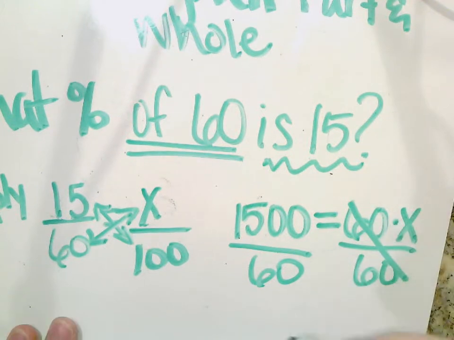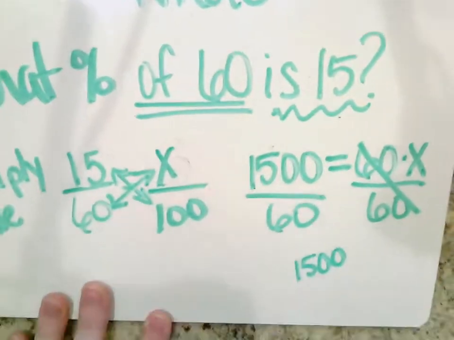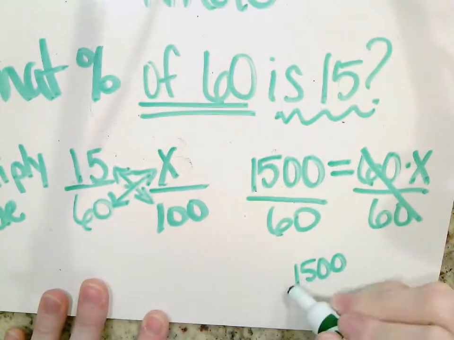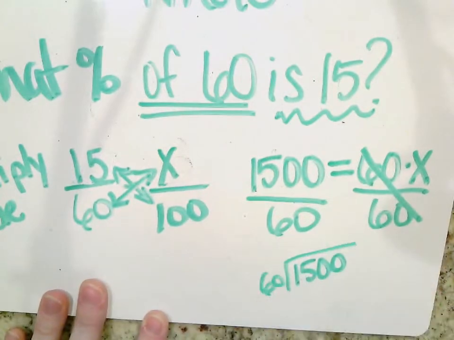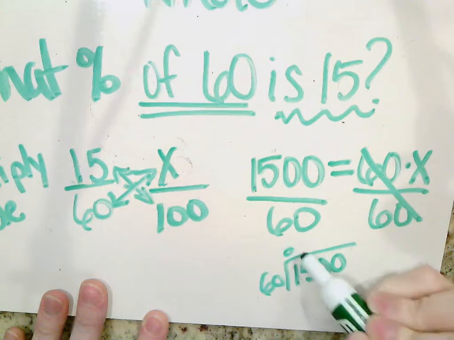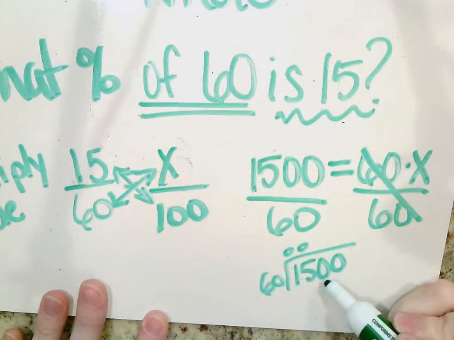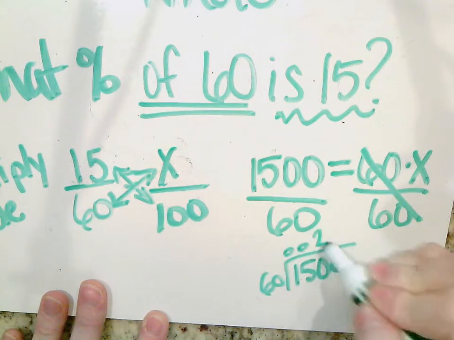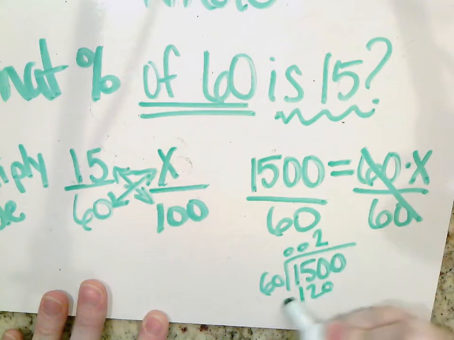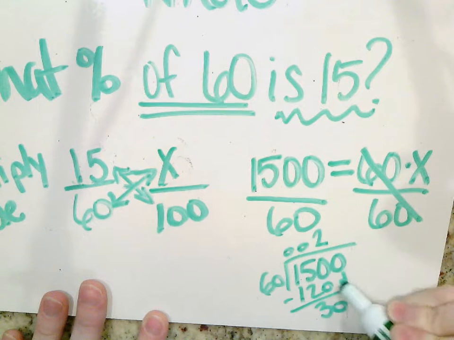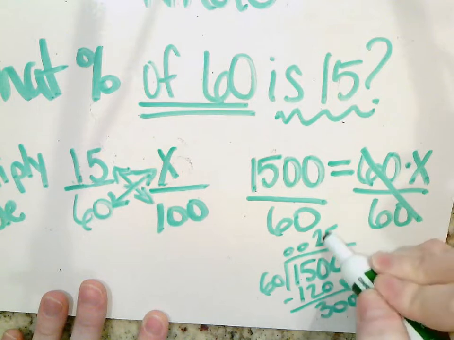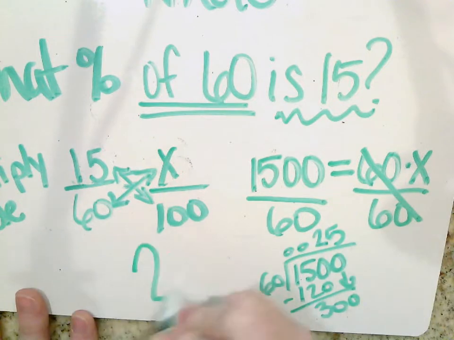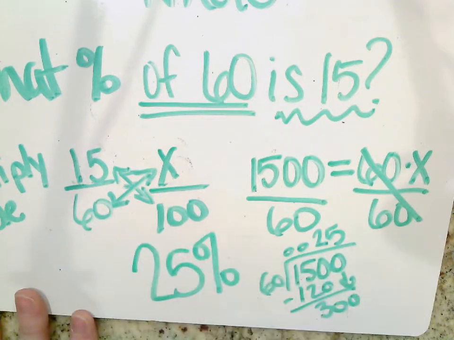With that being said, 1,500 divided by 60. 60 can't go into 1, can't go into 15. It can go into 150 2 times, which is 120. And then it can go into 300 5 times. So this one is 25%.